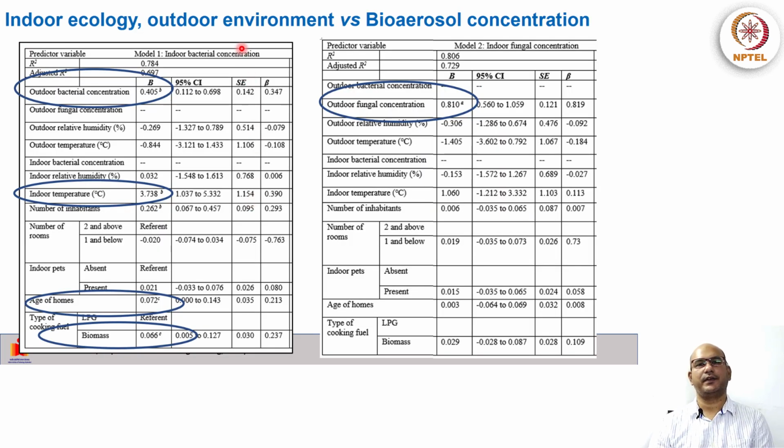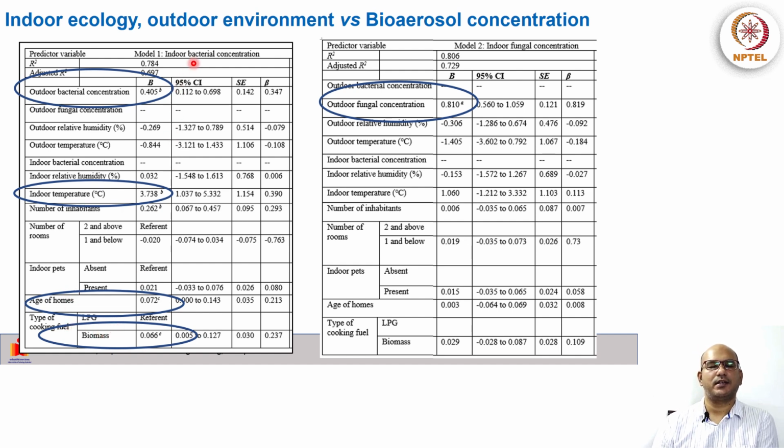This figure, or table, basically plots the dependence of the indoor bacterial concentration and the indoor fungal concentration as a function of many parameters such as outdoor bacterial concentration, outdoor fungal concentration, outdoor relative humidity, outdoor temperature, indoor relative humidity, indoor temperature, number of inhabitants, number of rooms, the presence or absence of pets, the age of homes, and the type of cooking fuels.